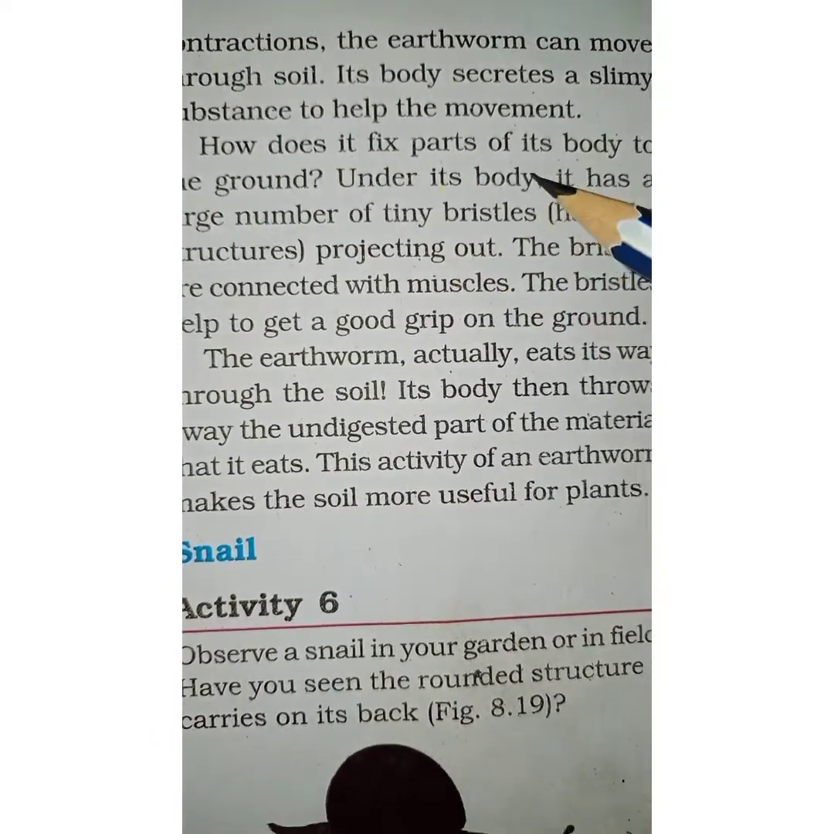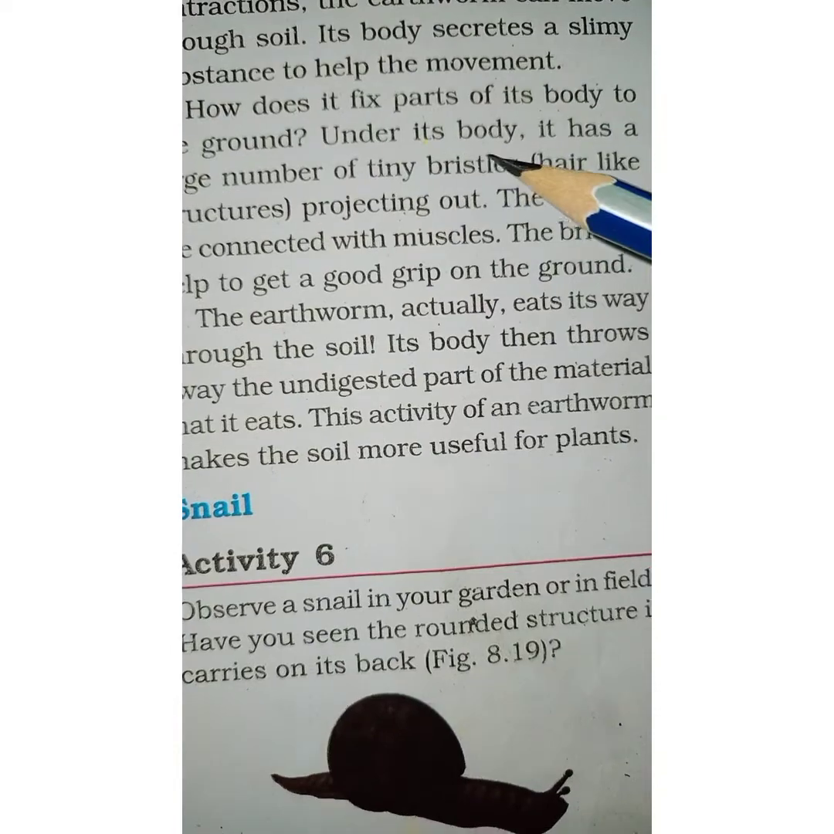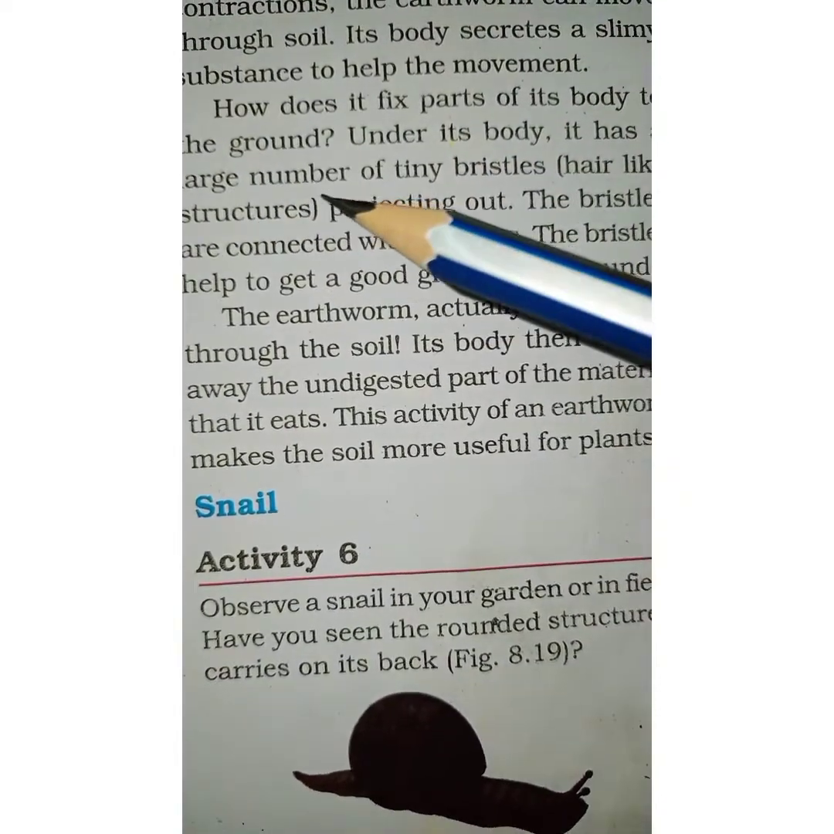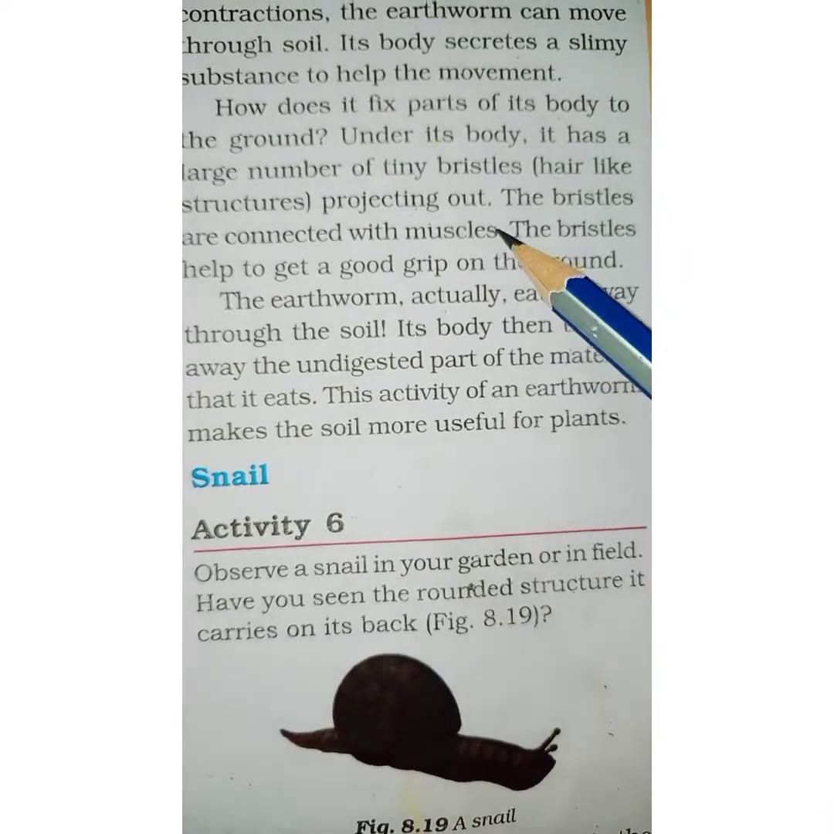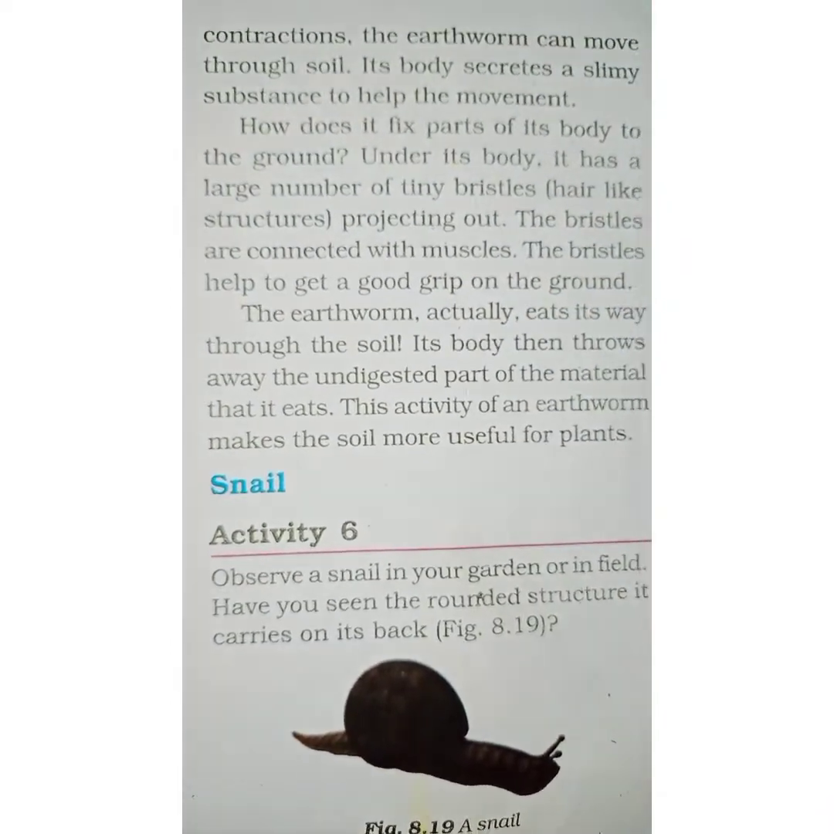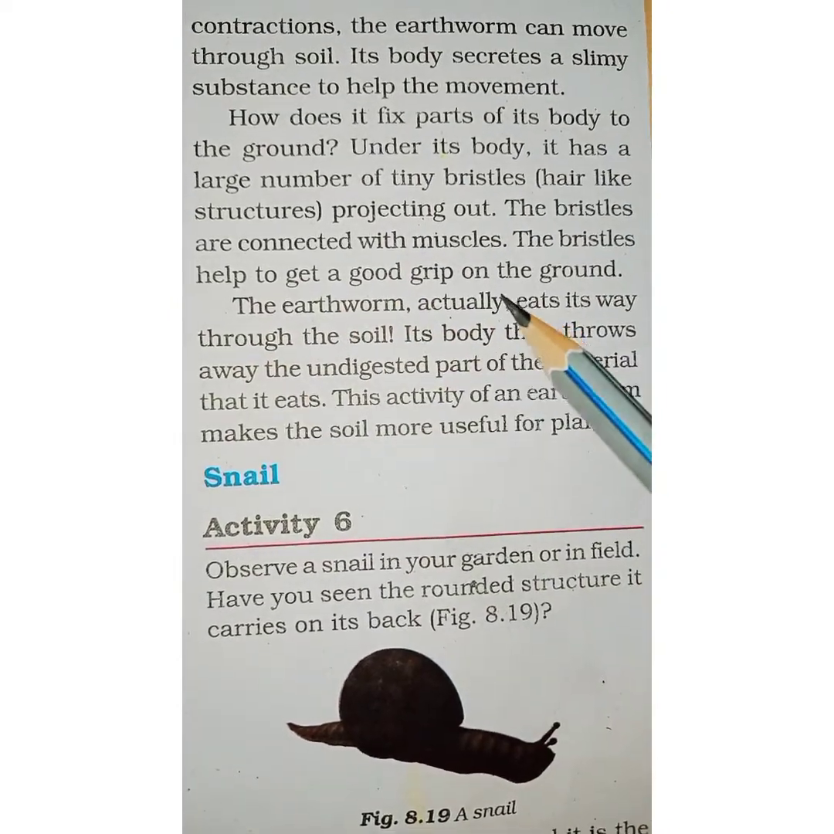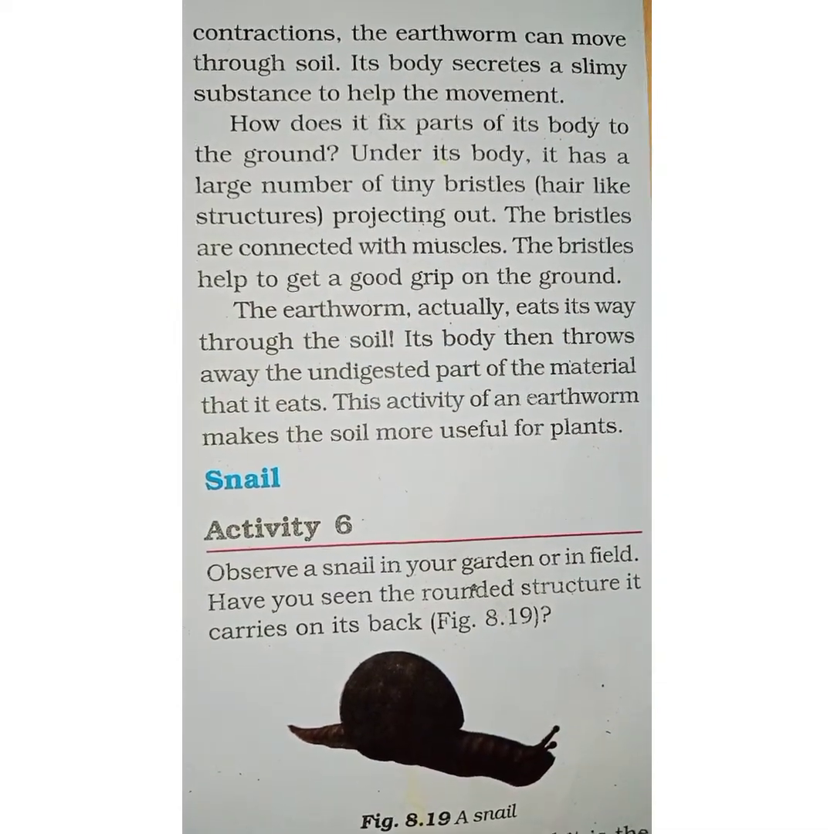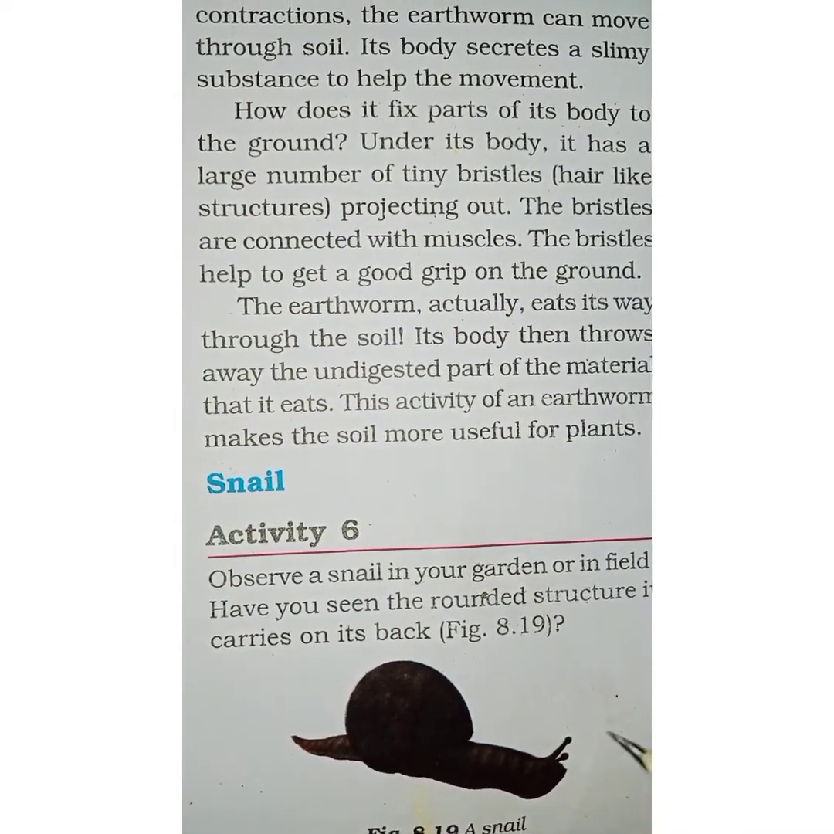So how does it fix part of its body to the ground? Under its body, it has a large number of tiny bristle-like hair structures projecting out. The bristles are connected with muscles. These bristles help to get a good grip on the ground. So how is it possible for the earthworm to fix its body on the ground?